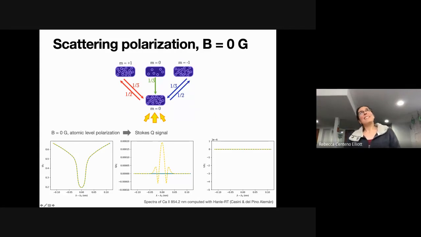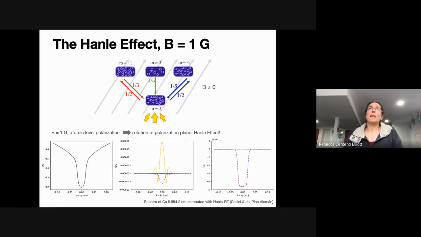So this sets the framework to explain briefly what the Hanle effect is. The Hanle effect is the modification of the atomic level polarization, of these population imbalances, due to the presence of a magnetic field. So if I now, in this scenario, introduce a small magnetic field, let's say of 1 Gauss, and this magnetic field has to be inclined with respect to the axis of symmetry of the radiation, this magnetic field has the ability to modify the population imbalance amongst these magnetic sublevels, and therefore will modify the emergent polarization signatures with respect to the zero field case.